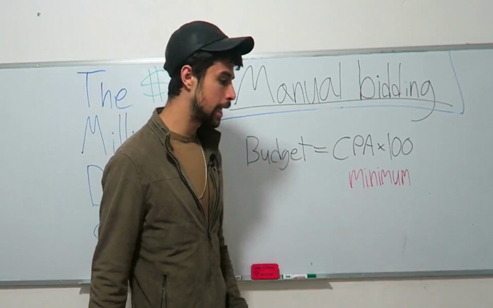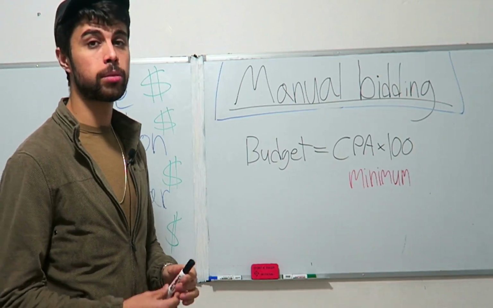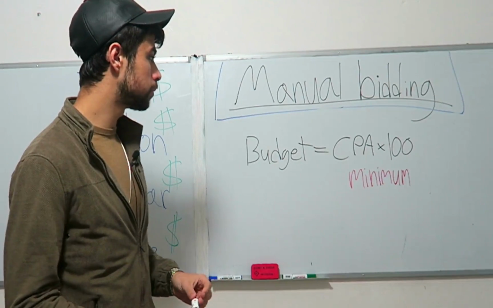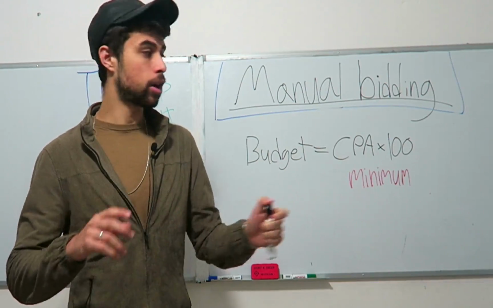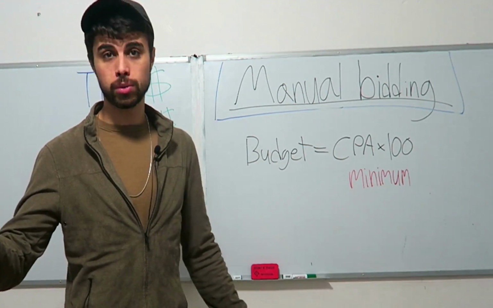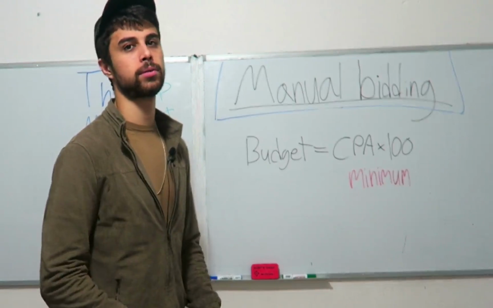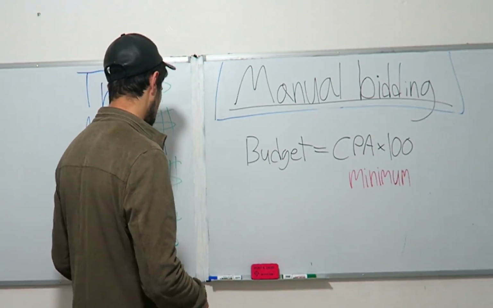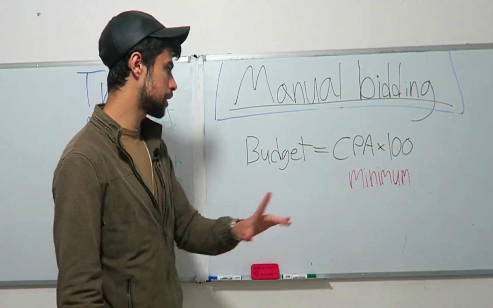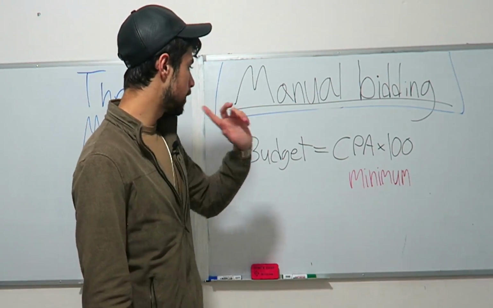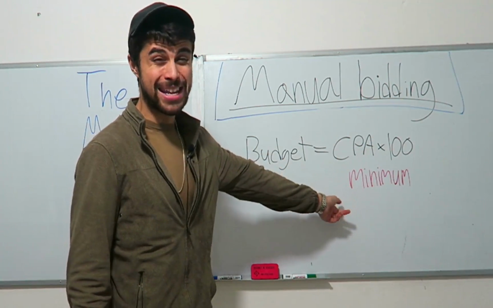So that's important. Other than that, when you're bidding, you'll always pick the bid. Either you take the cost per action and you add $2 to it, or you start from the bottom and increase it. Okay, I'm gonna actually touch on that a bit more in the next video, so I won't go into too much depth now. Next video I'll talk about that. Now, so budget CPA times 100, that's a minimum.